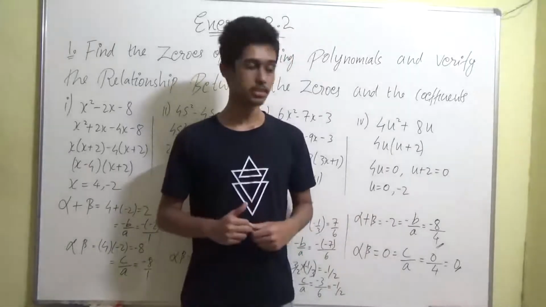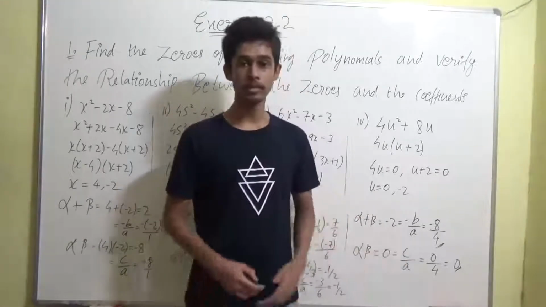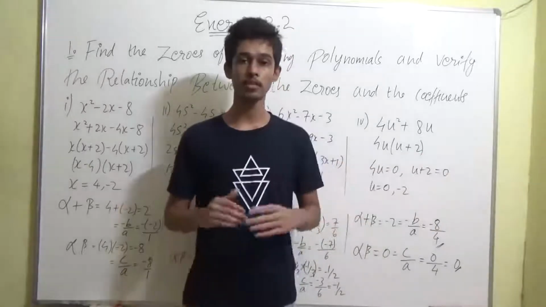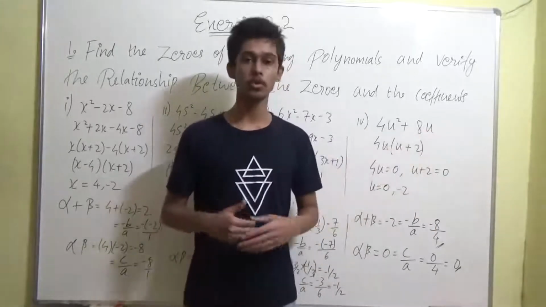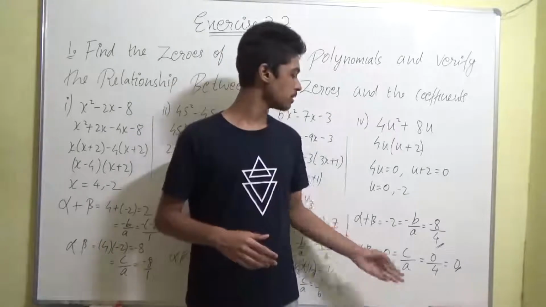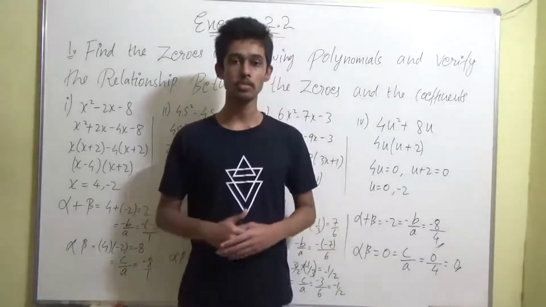and alpha into beta should be equal to 0, since any number multiplied by 0 is going to give us 0. So 0 should be equal to c by a. Here there is no c term, which means c value is 0. So 0 by any number is also going to give us 0. 0 multiplied by any number is also going to give us 0. So hence it's also verified, guys.